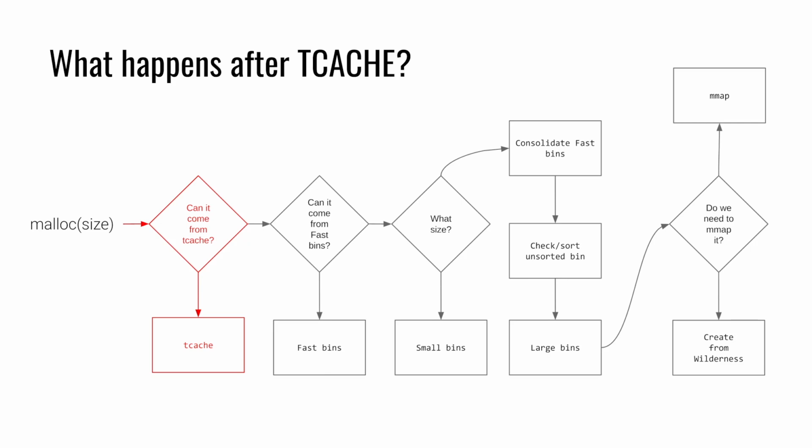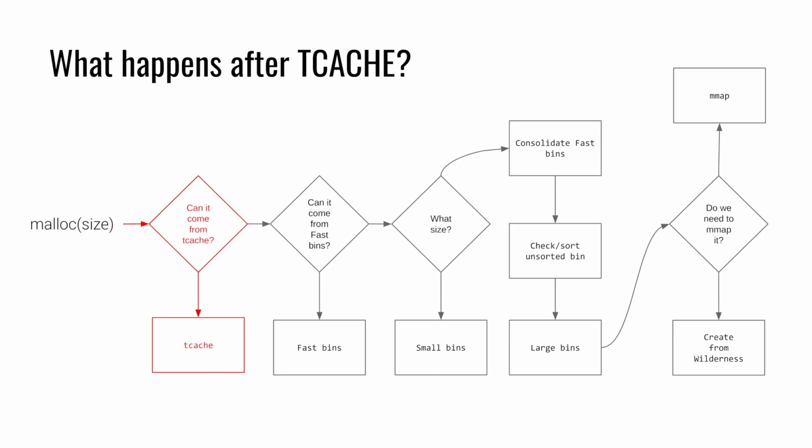Small bins will be discussed in greater detail in the next lecture. But what if it's too big for small bins? It can't go in TCACHE, we can't find what we want in fast bins, and it's too big to possibly be in the small bins. Well, if that's the case, then we're going to clean up fast bins, and then we're going to start going through that unsorted bin pile, right?